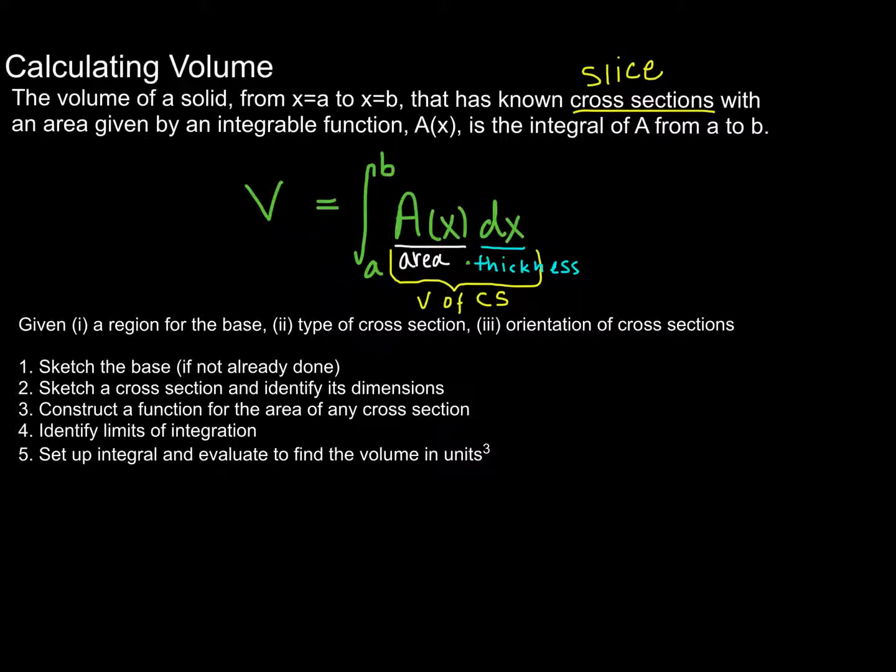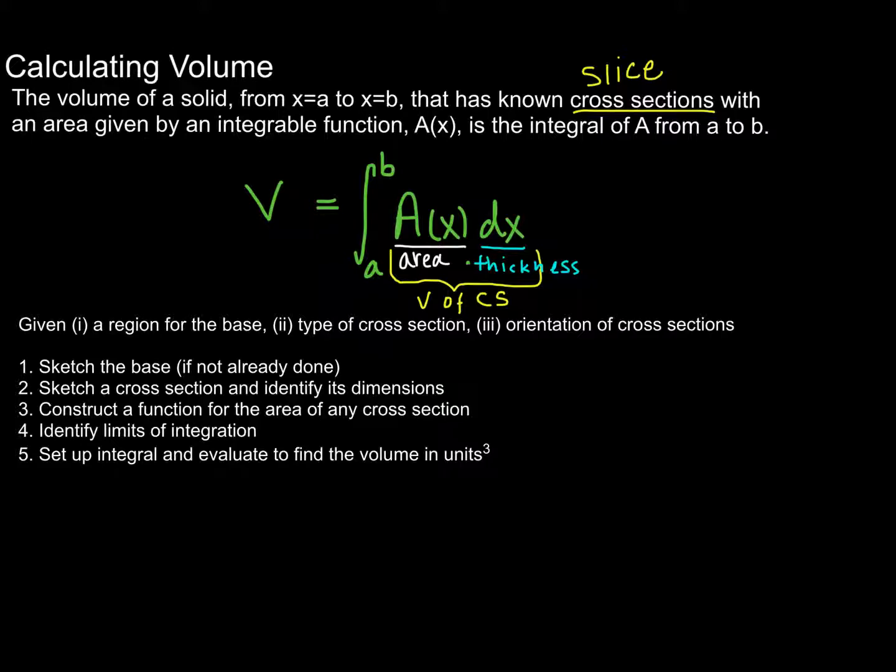Okay, so there are actually two situations in which we can apply the definition that we just described for computing the volume of a solid. We're going to tackle the first situation today. We actually saw an example of it in the discovery problem. So if we are given a region for the base, the type of cross-section that we're going to use, and the orientation of the cross-sections. Notice they were perpendicular to the x-axis. They could also be perpendicular to the y-axis. We'll see an example of that.